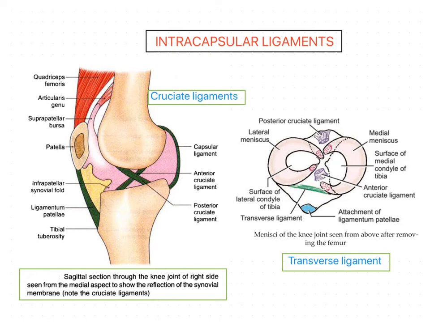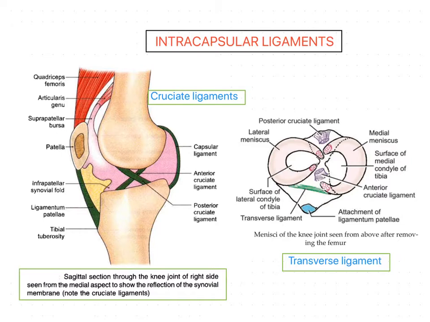Dear students, welcome back. In this session we are going to discuss the intracapsular ligaments of the knee. In the previous session we discussed the extracapsular ligaments, isn't it? Yes. The intracapsular ligaments include the cruciate ligaments, transverse ligament, menisci, as well as the coronary ligaments. Okay. Now first we will discuss the cruciate ligaments.